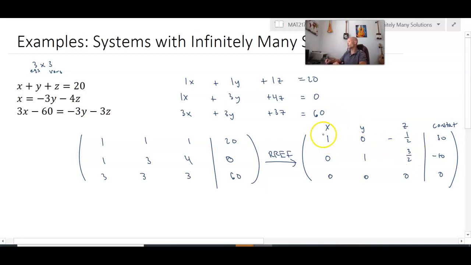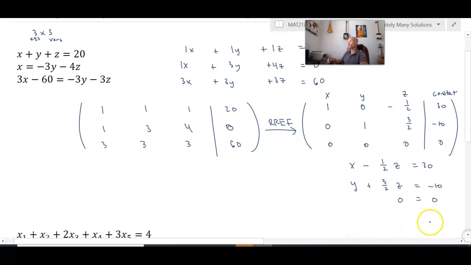So in this case, we know there are going to be infinitely many. We have in the first row that x minus 1 half y, 1 half z, equals 30. The second equation says that y plus 3 halves z must equal negative 10. And in the third line, we have that 0 equals 0. Now that's always a true statement, so that row just tells us that there's nothing to be concerned about. However, it doesn't tell me what x equals exactly, what y equals exactly, or what z equals exactly.